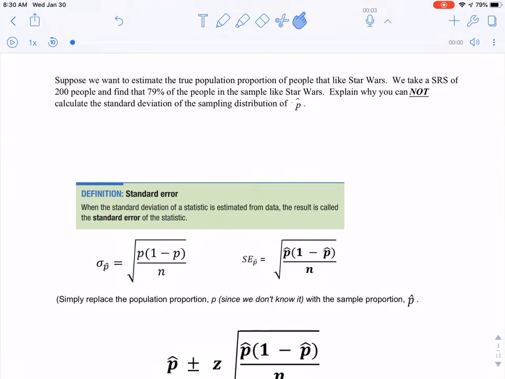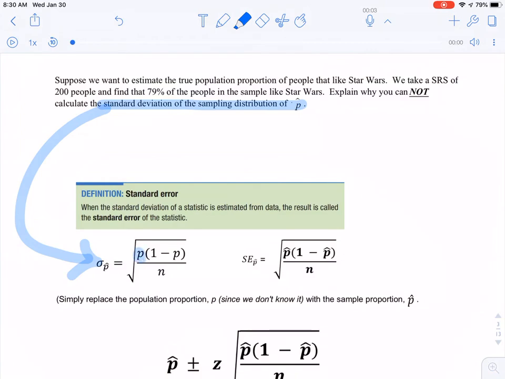Okay, so I want to look at this example here. It says, suppose that we want to estimate the true population proportion of people who like Star Wars. So we take a simple random sample of 200 people and find that 79% of the people in the sample like Star Wars. It says here, explain why you technically cannot calculate the standard deviation of the sampling distribution of p hat.